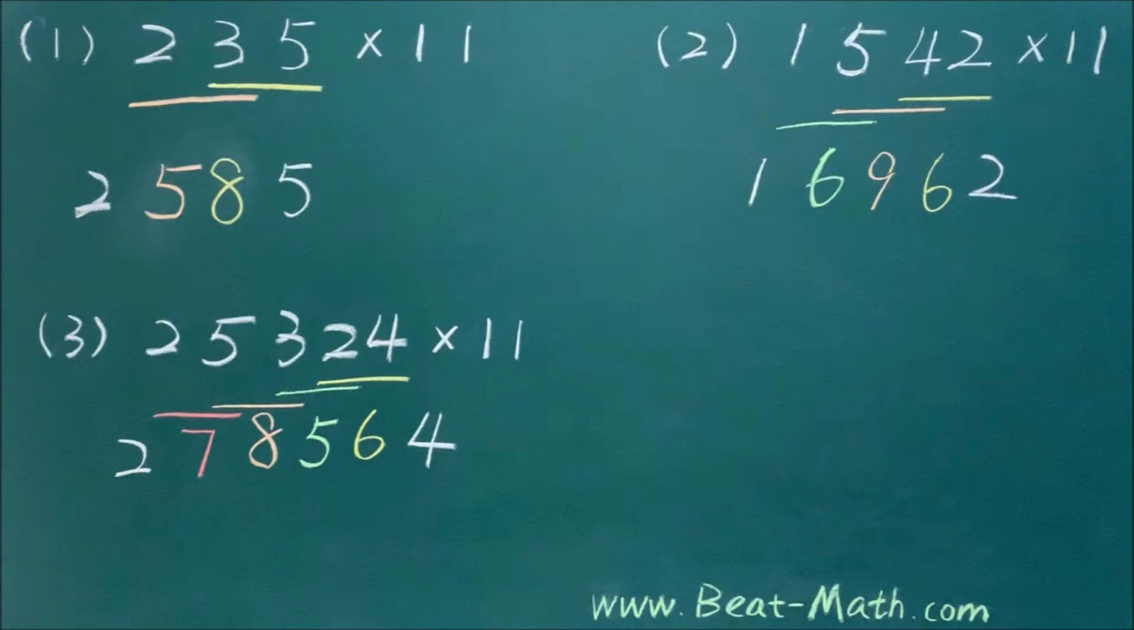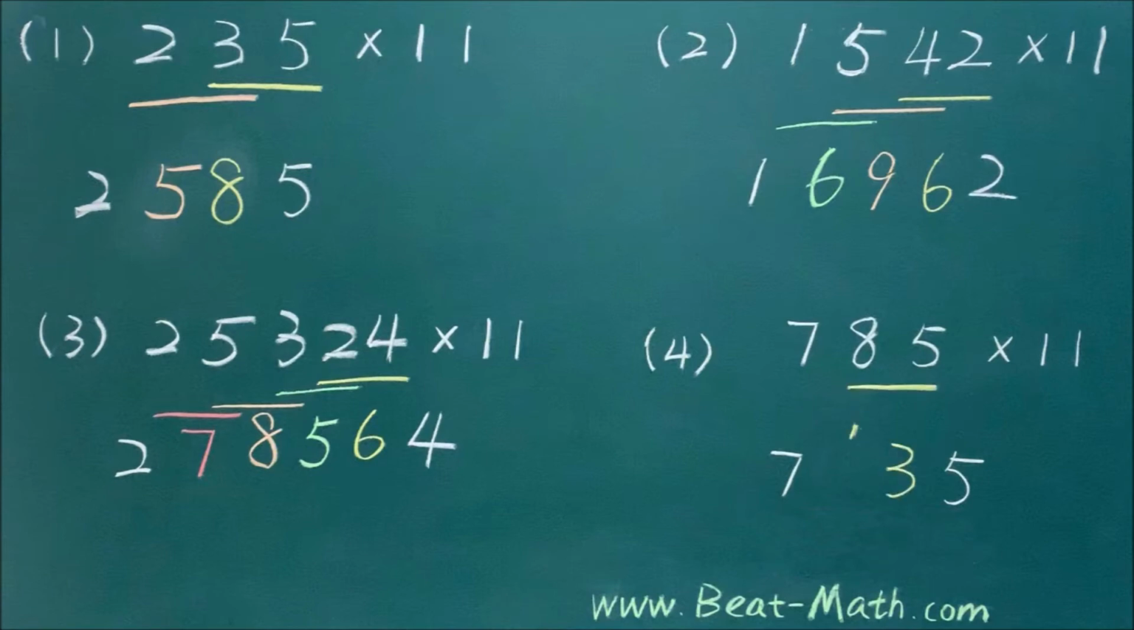You might be wondering, how could we determine the middle part of the answer if the sums are more than 10? It's also very easy. Let's look at 785 times 11. Just like the previous example, we take 7 as the first number of the answer and 5 as the last number. Here, 8 plus 5 equals 13. 3 should be taken as the number next to the last number 5, and we just put the extra 1 next to 3. 7 plus 8 equals 15.